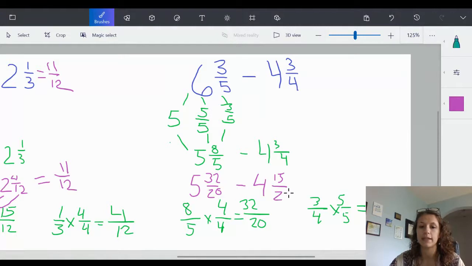Starting by subtracting our integers. 5 take away 4 gives me 1. 32 twentieths take away 15 twentieths would give me 17 twentieths. So my final difference would be 1 and 17 twentieths.